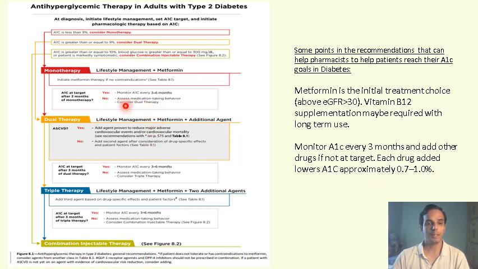One thing every time when you assess this at 3 months, when you assess the patient's A1C goal and whether it's reached or not reached, you have to consider whether the patient is taking the medication regularly, is adherent to the medication, to assess medication taking behavior.